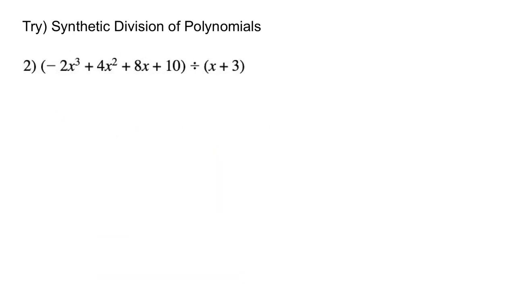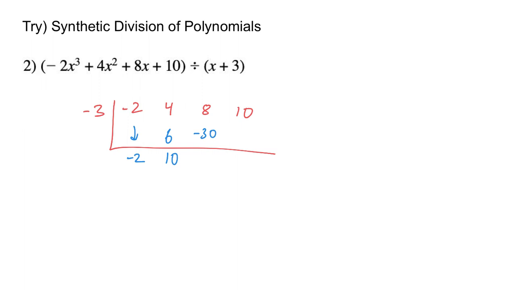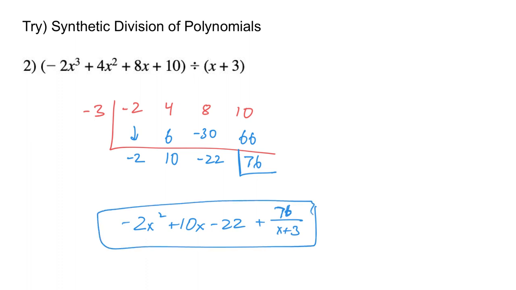All right. Number 2, did you set it up correctly? You should end up with a negative 3 there on the outside, and then your coefficients right here like that. We'll bring down the first number, multiply, add, multiply, add, multiply, add them together. There's your remainder. Negative 2x squared plus 10x minus 22 plus 76 over x plus 3 is your final answer for this problem. Wow, synthetic division is a lot quicker than long division.